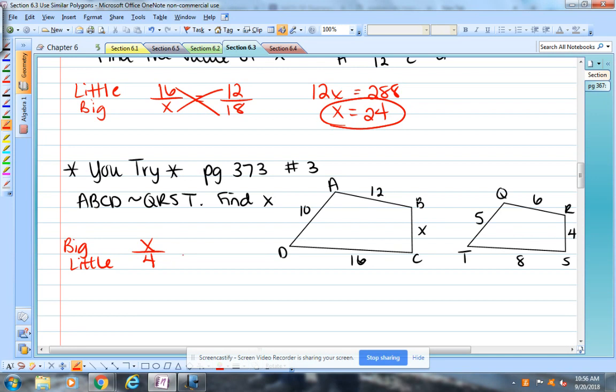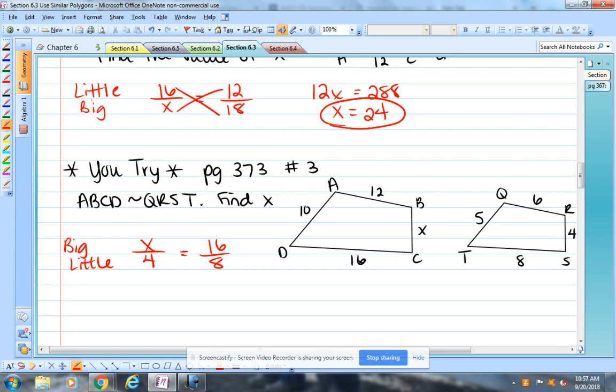Somebody tell me a pair of corresponding sides that we know both of their measures. DC and TS. Okay. So 16 for DC in the big quadrilateral and 8 for TS in the small quadrilateral. Y'all agree that they correspond with each other? And we know both their measures. So if I'm doing big over little, I'm going to do 16 over 8. If you're doing little over big, you would use 8 over 16 if you use those sides. You could have used a multitude of other sides. Right? Well, not really a multitude, like 4 pairs. 3 pair, actually.